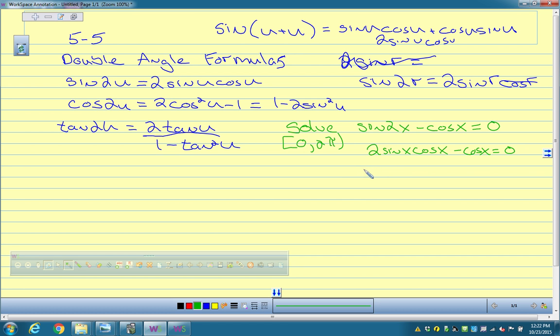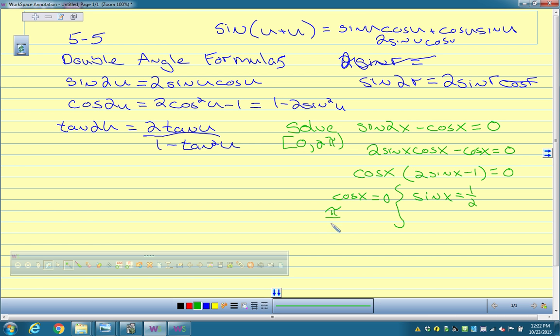Factor. You factor out a cosine x times 2 sine x minus 1, right? Did I do that right? Equals 0. Then you draw your little squiggly line and you say either cosine x equals 0 or sine x equals 1/2. And then you solve that, right? So cosine x equals 0 where? Between 0 and 2 pi, 2 places, right?